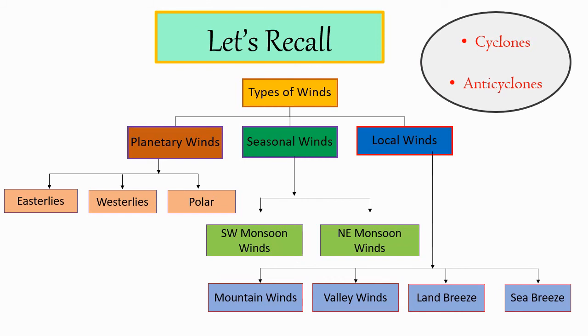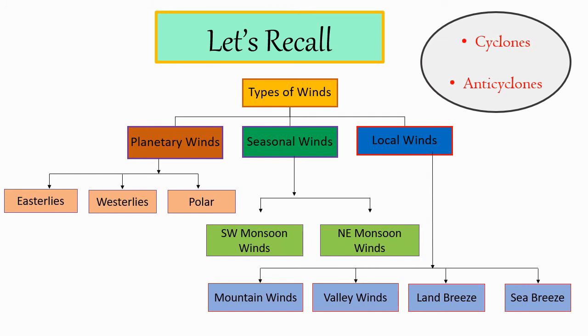There are two types of seasonal winds. Southwest monsoon winds. After crossing the equator, they blow from the southwest towards the Indian subcontinent during the period of June to September. Northeast monsoon winds.